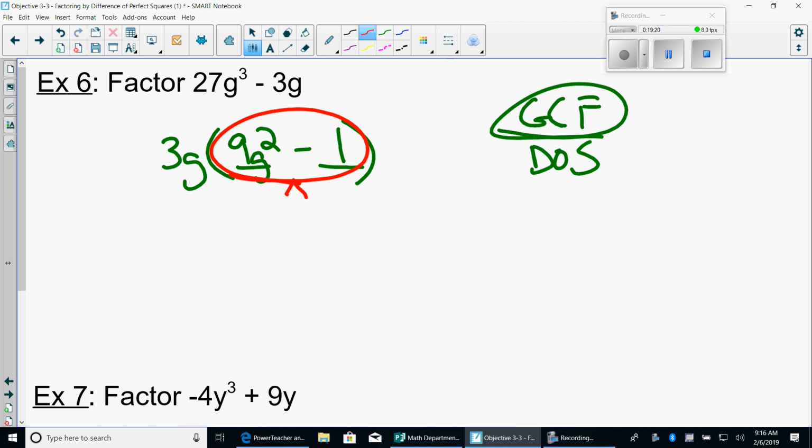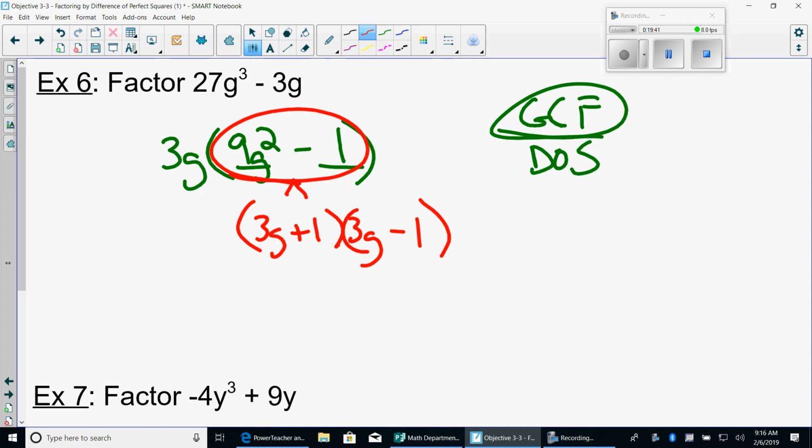So could I take him and break him apart and make 2 more? You with me? 3g and 3g, plus 1 and minus 1. Okay, am I completely done? Yes. And then you have to check it.